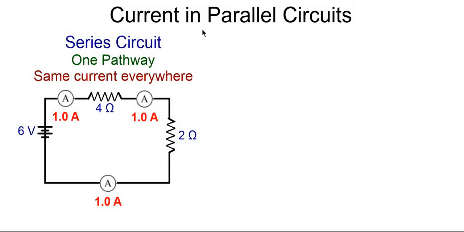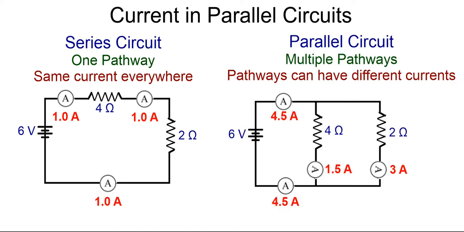In this video, we'll examine current in parallel circuits. Before we go to parallel, let's look back at series circuits for a minute. Now, a series circuit has one pathway, right? Only one way for current to flow. One pathway, so there's the same current everywhere. It's only one path, so it'll have the same current. 1 amp here, 1 amp there, 1 amp there. It doesn't change throughout the circuit. Now, let's go to parallel.